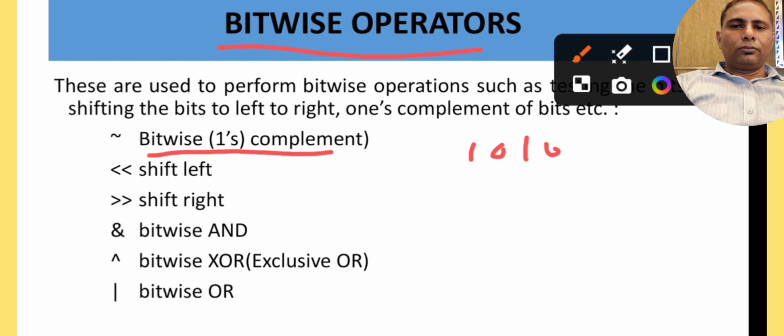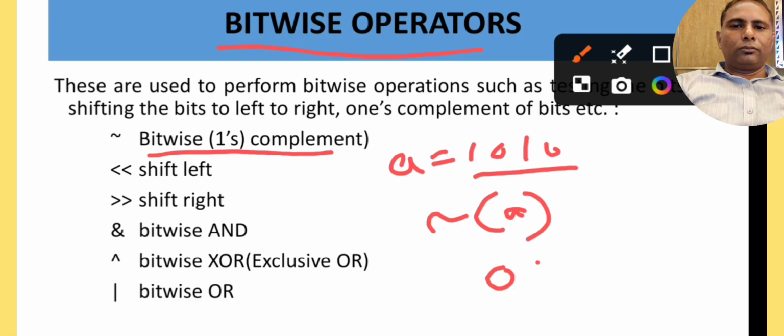Complement operator means, for example, if we have this binary number, a is equal to 1010. Now if we write the complement of a, this will change. In case of the complement, 1 will change to 0 and 0 will change to 1. So this is the meaning of the complement operator.